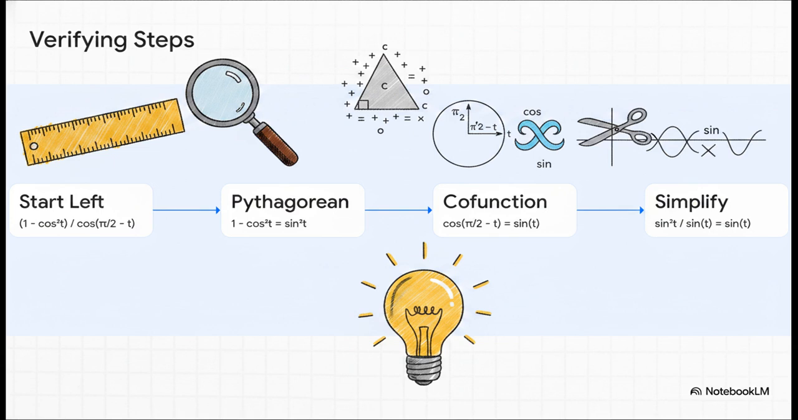Now for step 3, let's look at the denominator. Cosine of pi over 2 minus t, hey, that's our cofunction. That is exactly equal to sine t. Finally, step 4. Our fraction is now sine squared t divided by sine t. One of those sines cancels out, and we are left with precisely sine t. Case closed. We logically verified the expression without ever crossing the equal sign.